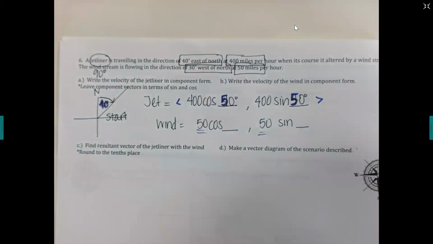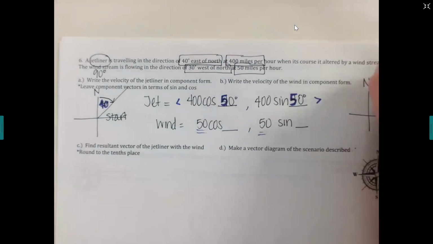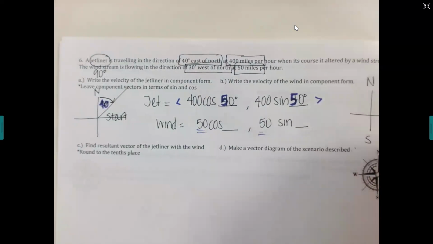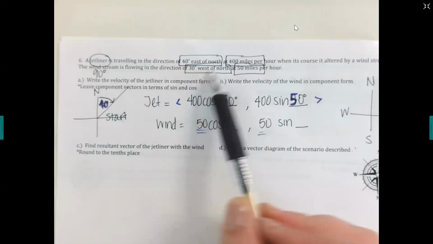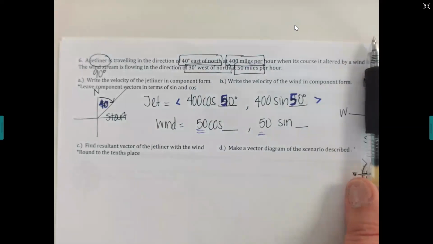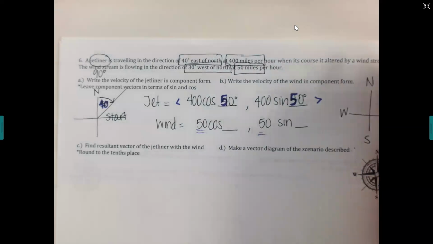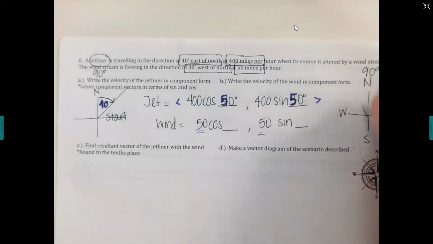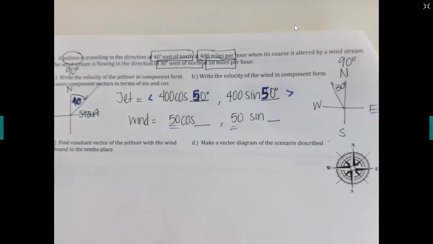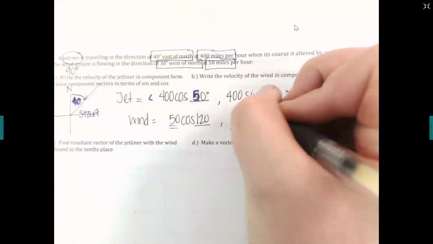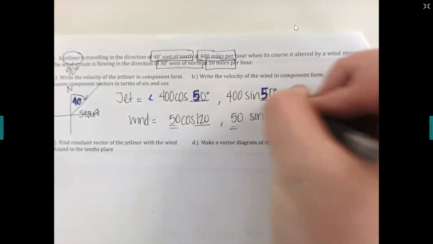So I'm going to draw another one. North, south, east, west. And then if I want to go 30 degrees west of north, I'm tilting towards the west. Do I add 30 or subtract it? Add it. And so if I add 30 to 90, what's the direction of the wind? 120. That's going to be step 1.